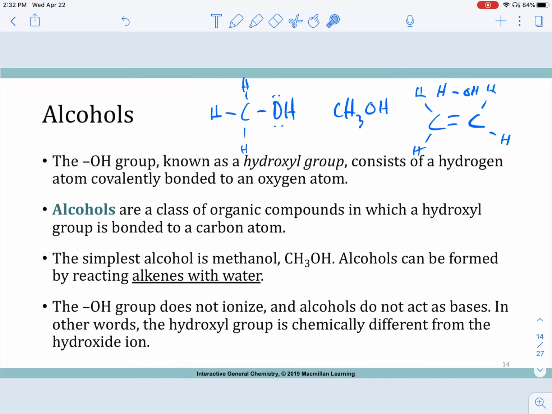Alcohols are not really good bases in general. So if you just see an OH group like this, it's not really a good base. They don't ionize very easily. So they're fairly inert, and it's not like the hydroxide ion.